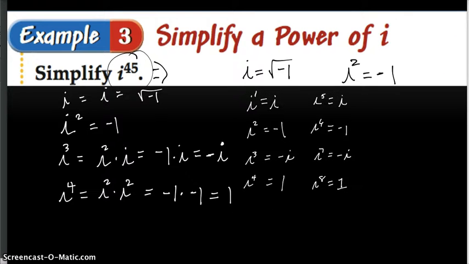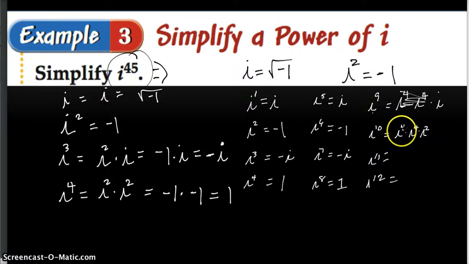So check this out. If I continued with i to the 9th, then i to the 10th, i to the 11th, and i to the 12th, with a similar argument, i to the 9th can be looked at as i to the 4th times i to the 4th times i. Well, we know i to the 4th is just 1, so what we end up with is just i. i to the 10th can be written as i to the 4th times i to the 4th times i squared. We know that this is just 1 times i squared, which is -1.